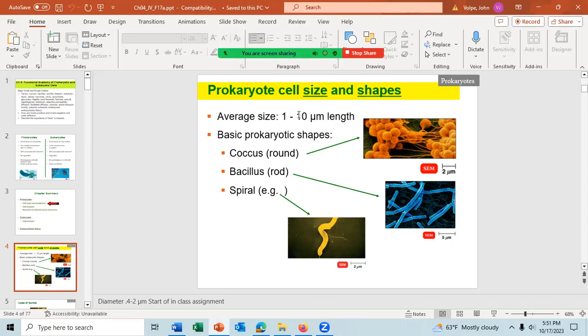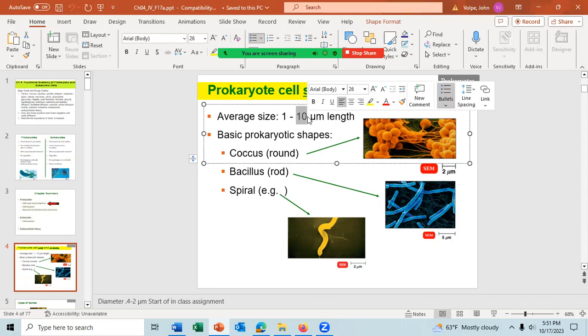There are 1 or 2 prokaryotes which are actually larger, and I don't remember how large the largest prokaryote is. I think it's close to 100 micrometers. I should look that up, but there are very few that are that size. There might be 1 or 2.